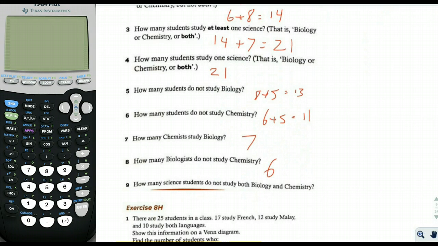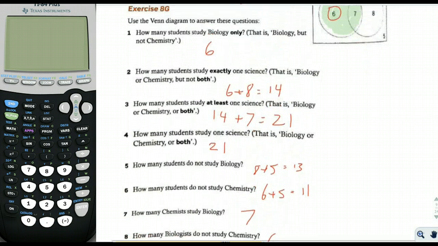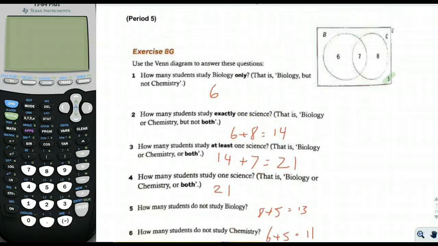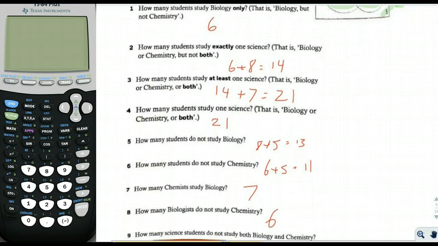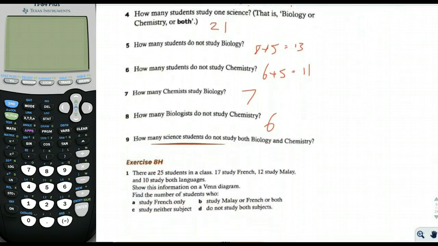How many science students do not study both biology and chemistry? Remember, the biology and chemistry students are the only science students. These 5 out here, they are not science students. So the ones that don't study both biology and chemistry would be the 6 and the 8 here. Because the ones in the middle, 7, they study both. So that would be 6 plus 8 equals 14.